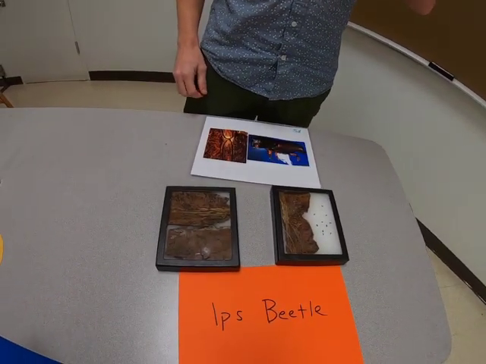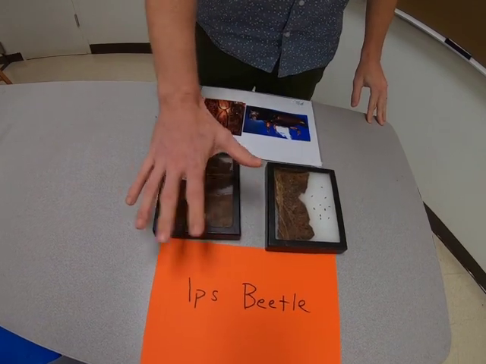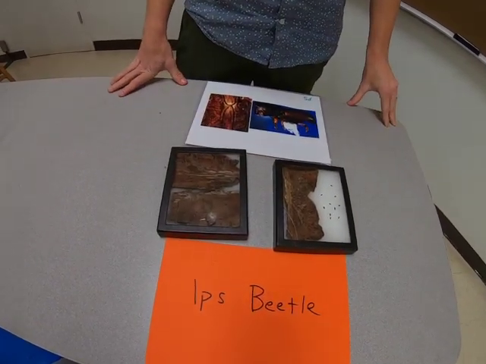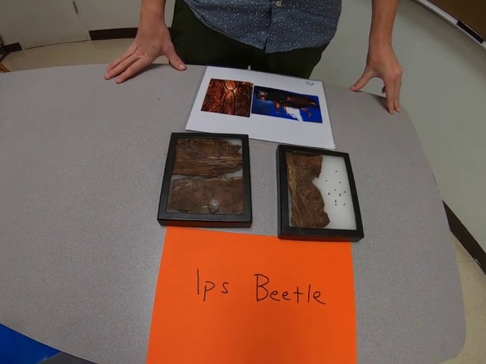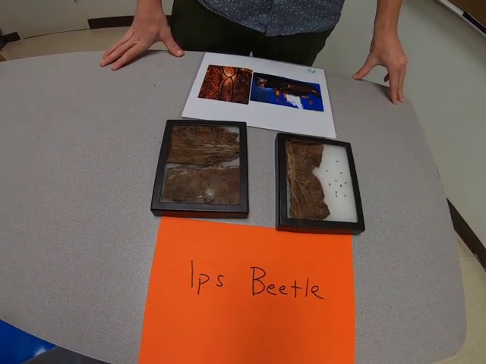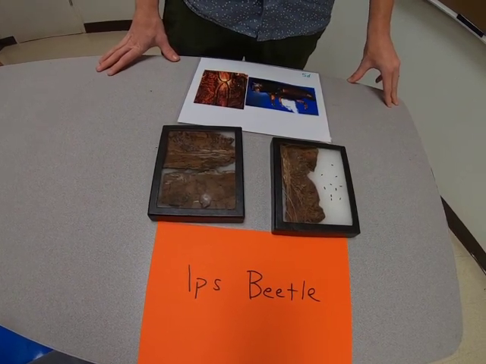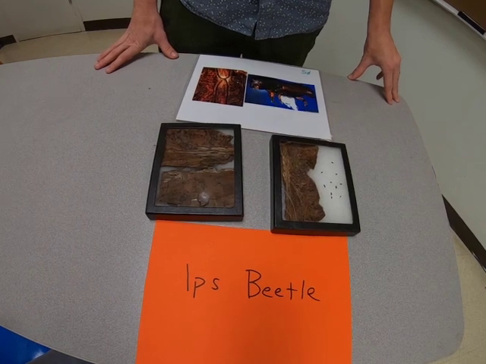Okay, so let's talk about Ips beetles. There's a group of different species. Ips is the genus, and sometimes they're referred to as the engravers or Ips engravers. And these are bark beetles, and they are usually associated with weakened or stressed pine trees.